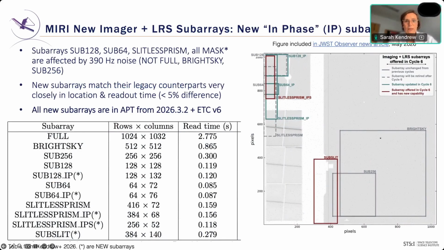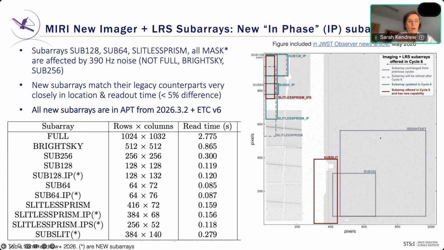We see here once again the imager focal plane, showing the new subarrays against their legacy values. So Bright Sky, sub 256, and the coronagraphic subarrays are not affected by these changes. Sub 128 and sub 64 have a new counterpart. These have an underscore IP: sub 128 IP, sub 64 IP.